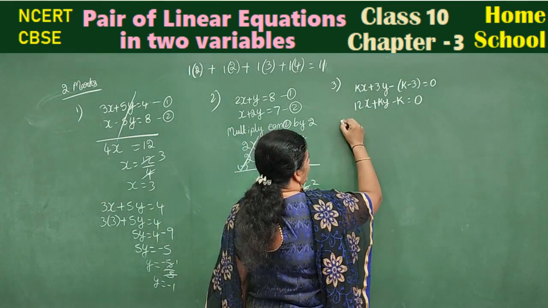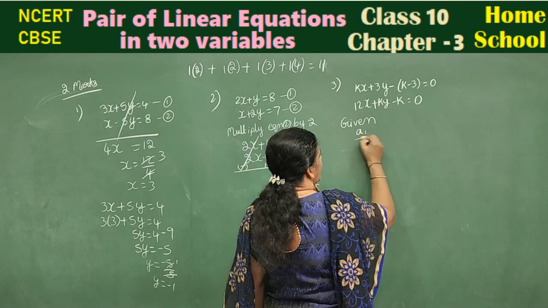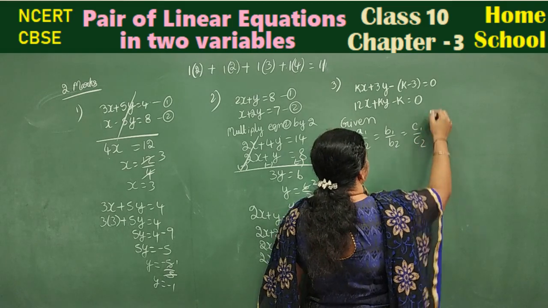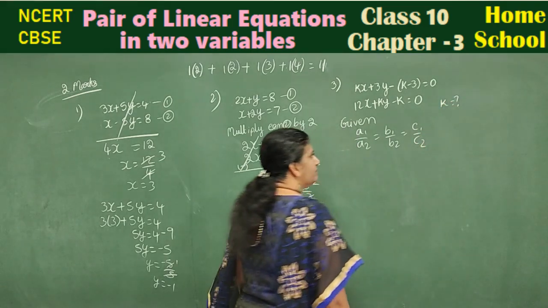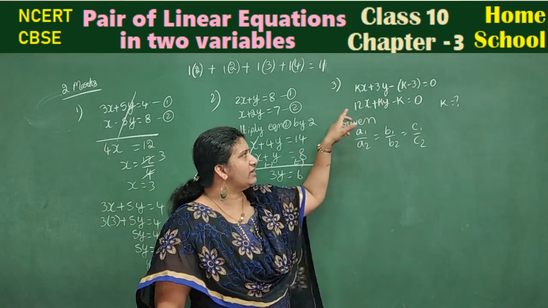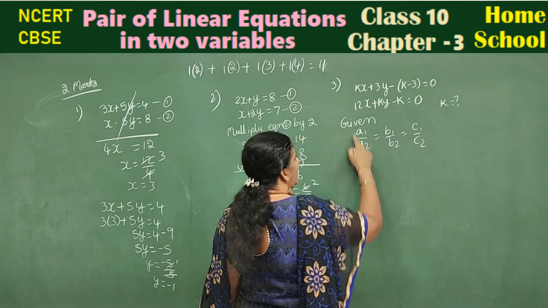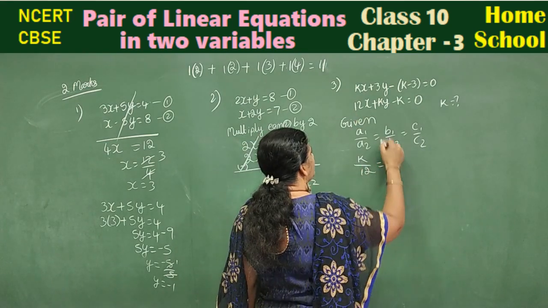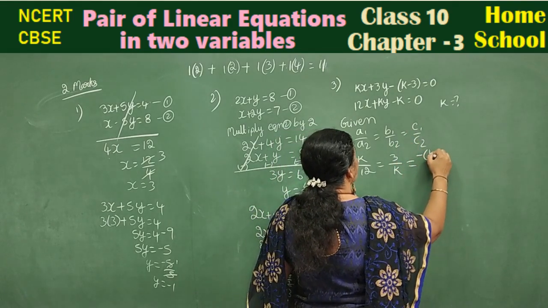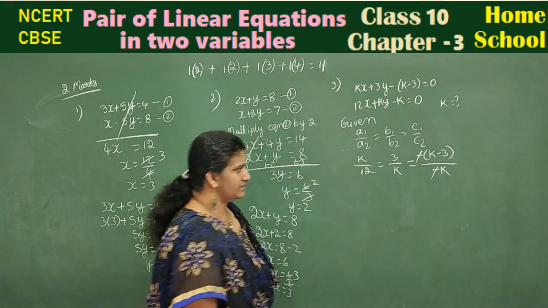Given the lines are coincident, that means A1 by A2 is equal to B1 by B2 is equal to C1 by C2. k is equal to question mark. Okay, so I just do a little shortcut here. Try to understand. A1, B1, C1, A2, B2, C2. Substitute here. A1 is k, A2 is 12, equal to B1 is 3, B2 is k, equal to C1 is minus of k minus 3, C2 is minus k. Minus cancel.